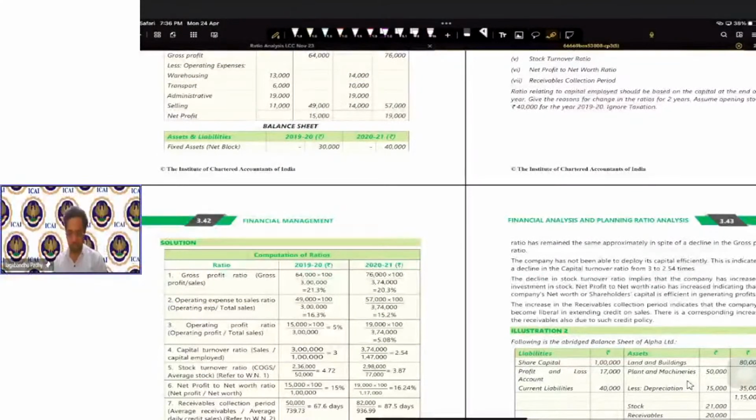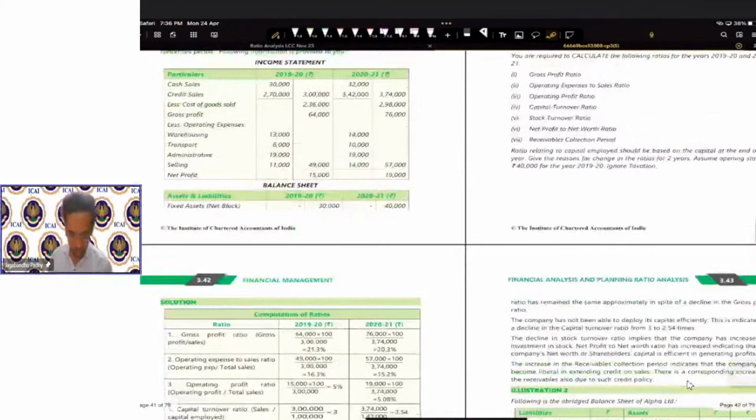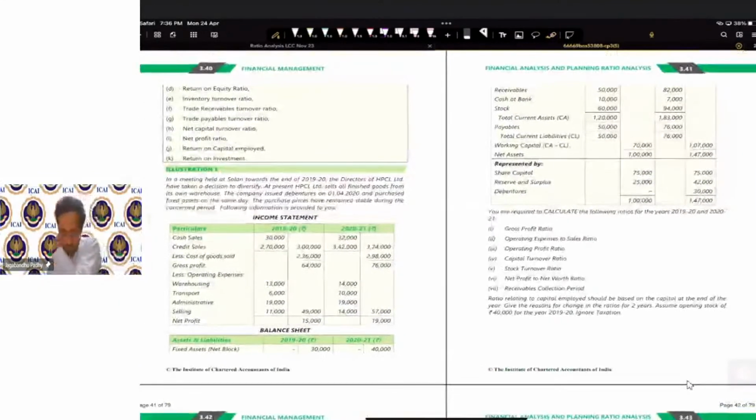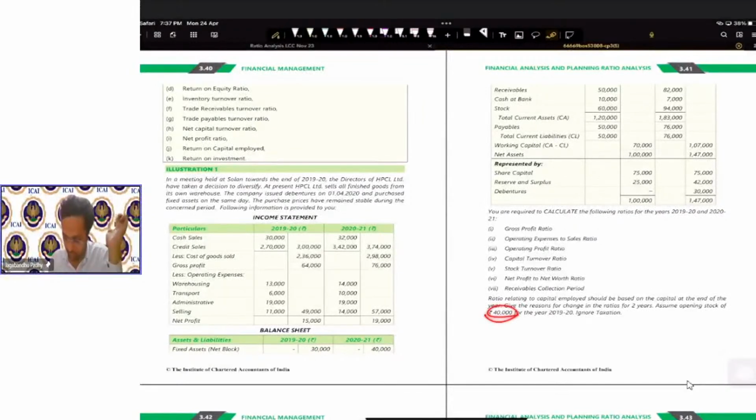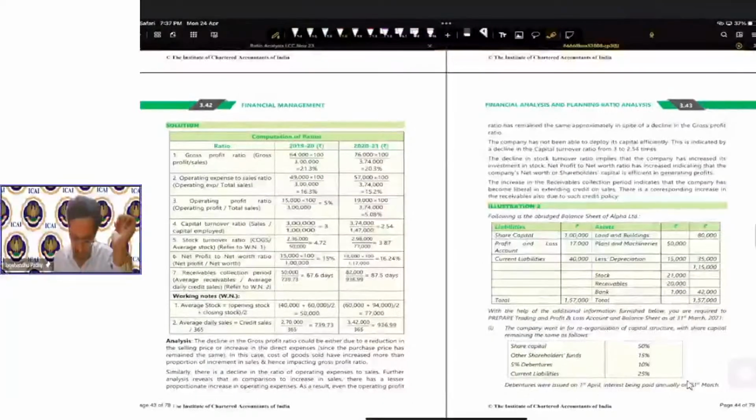The COGS divided by the average stock. So since it is stock turnover, we have the COGS figure and average stock. For that, the information we have in the question, the stock is given as 60,000 and 94,000. So opening stock of 40,000 for 1920. So average stock will be 40 plus 60,000 divided by 2, which is 50,000. So average stock is 50,000 over here.